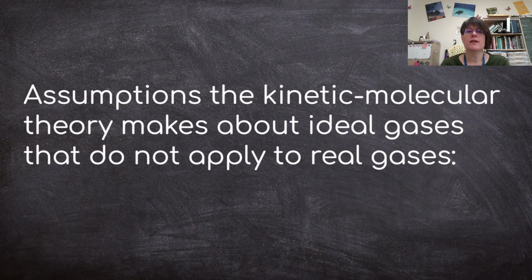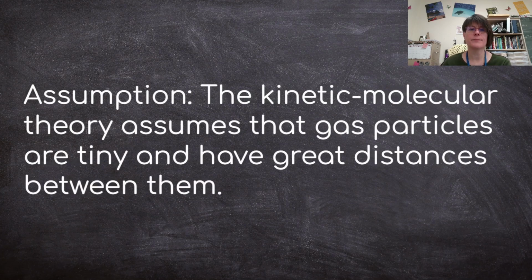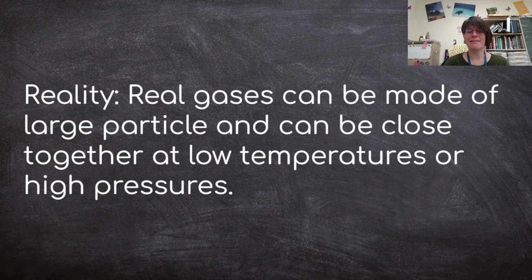Now let's take a look at some assumptions the kinetic molecular theory makes about ideal gases, because do gases act ideally? No. So they do not always apply to real gases. Let's take a look at some cases. The first is the assumption that the kinetic molecular theory assumes that gas particles are tiny and have great distances between them. In reality, real gases can be made of large particles and can be close together at low temperatures or high pressures.